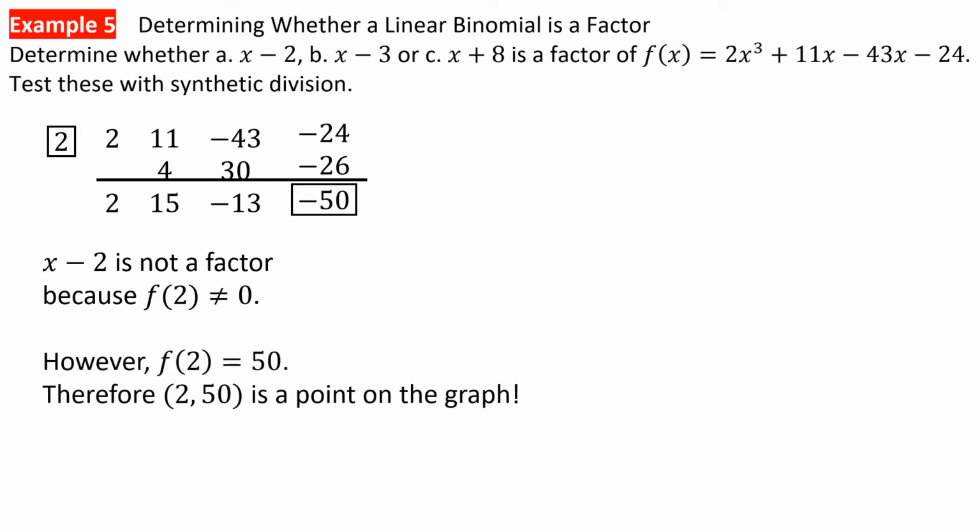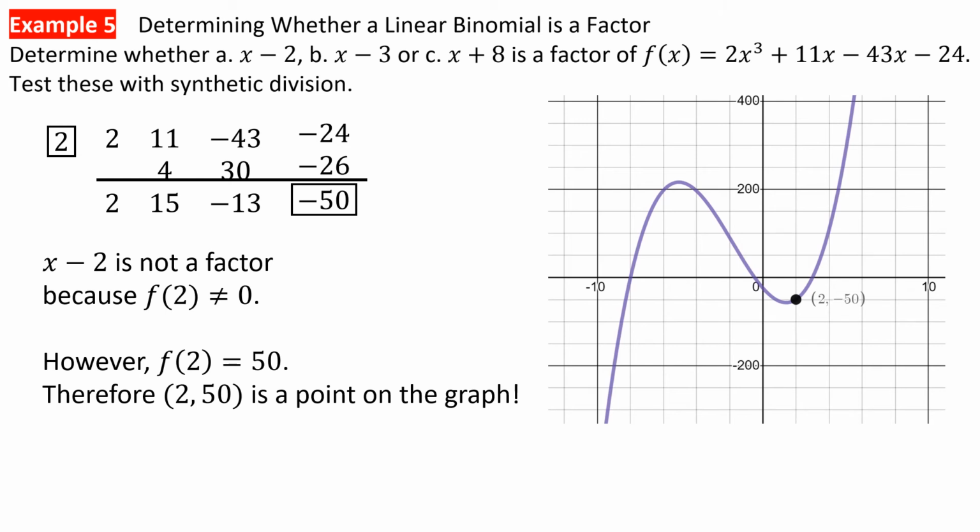However, not everything is lost. Even though we're trying to find zeros and we were unsuccessful, what we did find is that when we plug in 2, the remainder is negative 50, and so 2 comma negative 50 is a point on our graph. The function looks like this, and I see it does have this nice cubic shape, and I see that it does cross the x-axis 3 times. 2 was not successful, but we're still asked to check out x minus 3 and x plus 8, so let's continue on working with those.